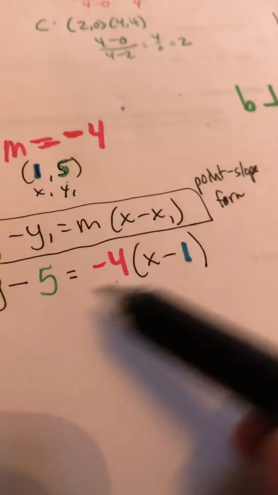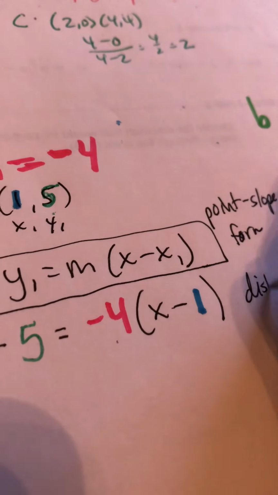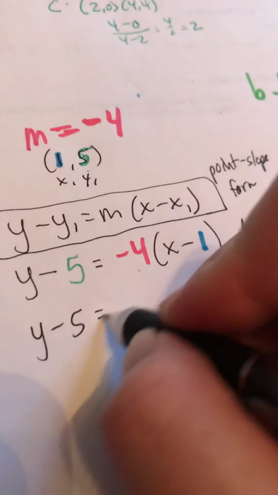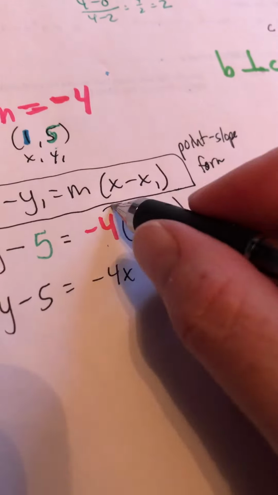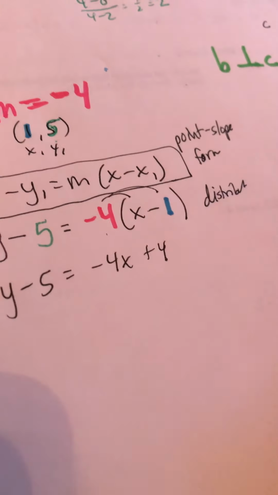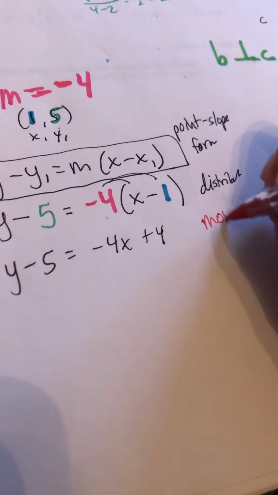Okay, and so now I've got to solve, and these are always the same steps. First, we're going to distribute. So we're going to leave this y minus 5, and we're going to distribute this. We're going to say negative 4x, and a negative times a negative is a positive. Okay, our next step that we're going to do is we're going to move the y.